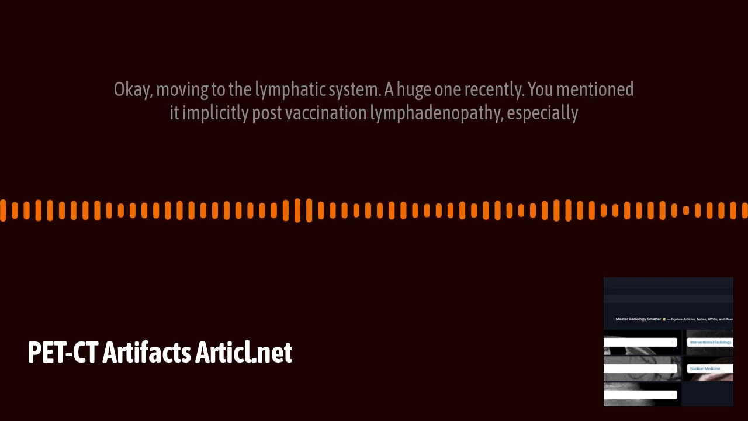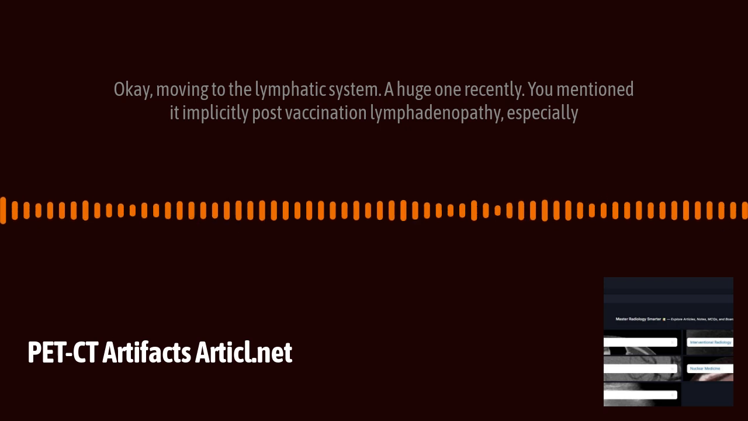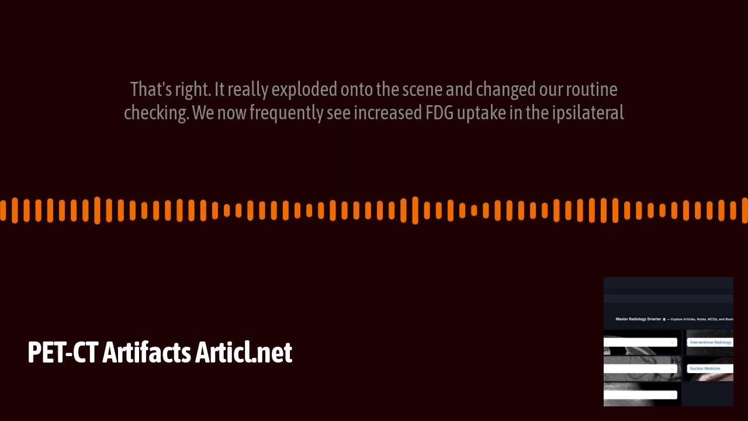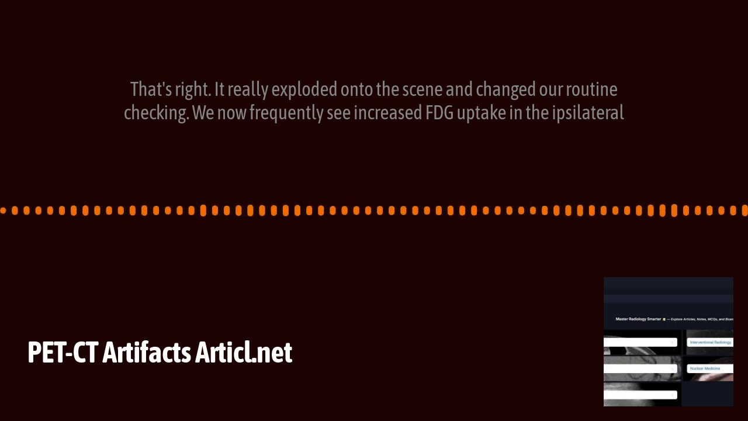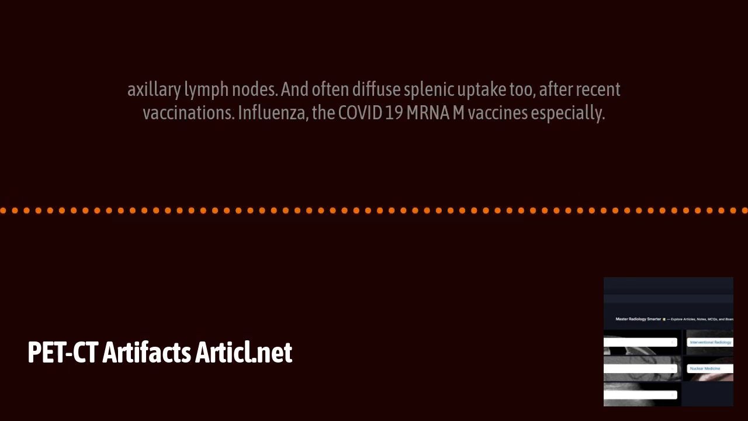Okay, moving to the lymphatic system. A huge one recently, you mentioned it implicitly, post-vaccination lymphadenopathy, especially with the COVID vaccines. That's right. It really exploded onto the scene and changed our routine checking. We now frequently see increased FDG uptake in the ipsilateral axillary lymph nodes and often diffuse splenic uptake too after recent vaccinations, influenza, the COVID-19 mRNA vaccines especially.